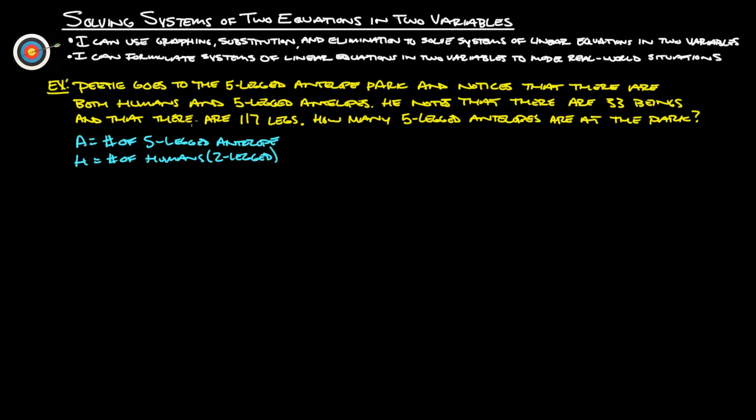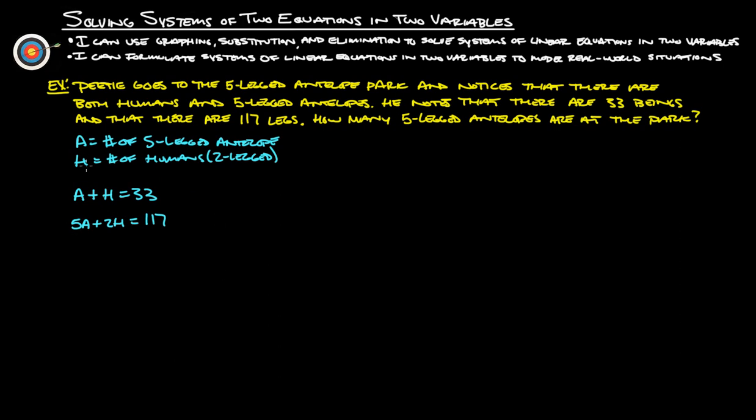Okay, so if we look at the first thing here, he says there are 33 beings. So we know that 5-legged antelopes plus the number of humans has to equal 33: a + h = 33. And then he also notices that there are 117 legs. So for every antelope, there are going to be 5 legs, so 5 times the number of antelopes, plus each human is assumed to have 2 legs, 2 times the number of humans, is going to give us the total amount of legs, and we know that's 117: 5a + 2h = 117.